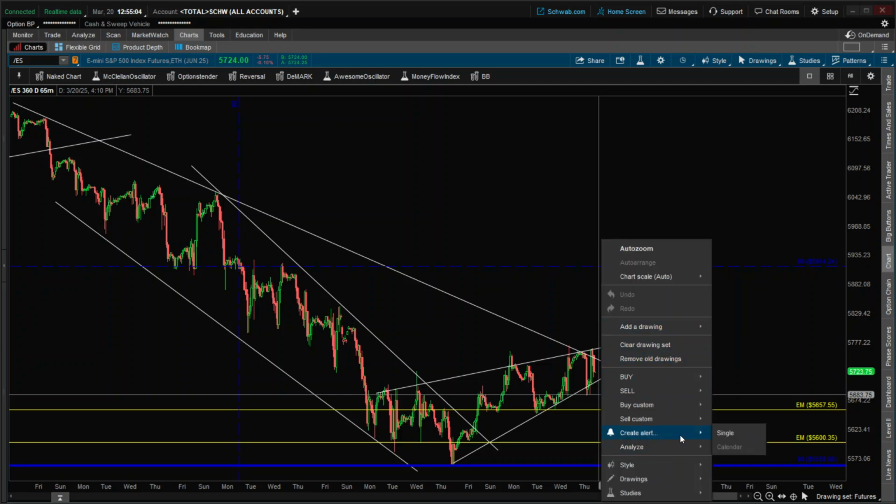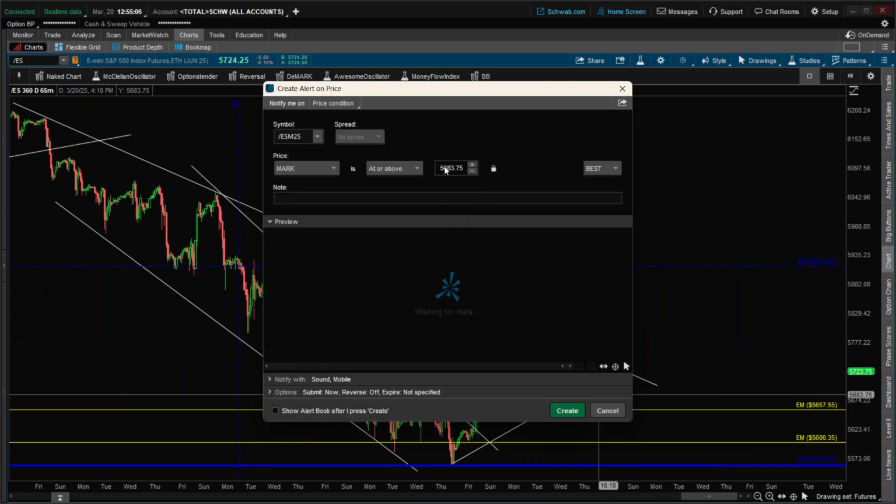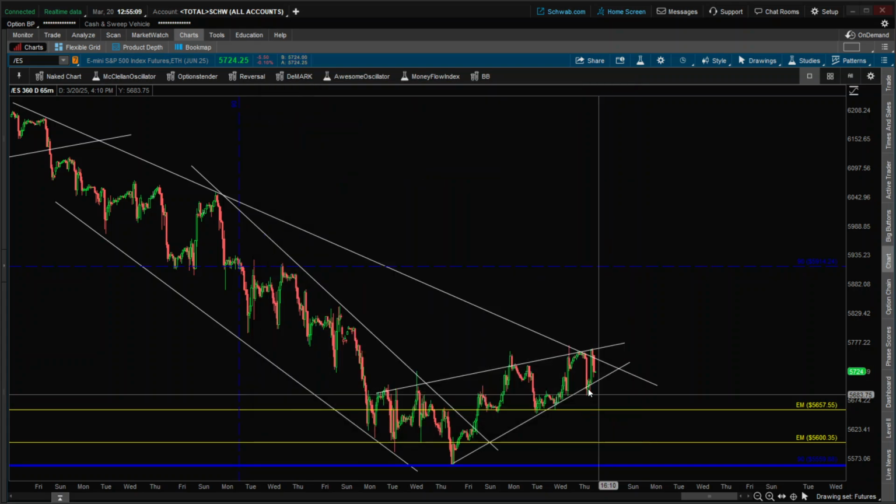I don't think price breaks down from here. I don't think price breaks lower than 56.84. If it does, then I'm going to reevaluate what I think is happening and probably just be out of the market at that time. Okay, so overnight, the futures should not violate 56.84.